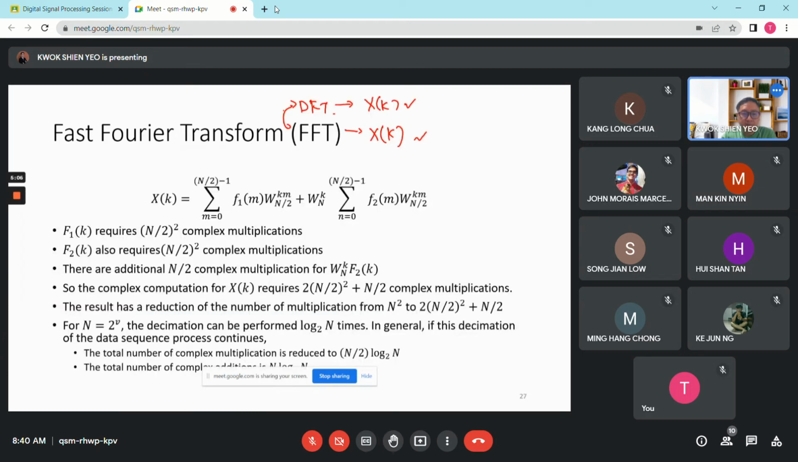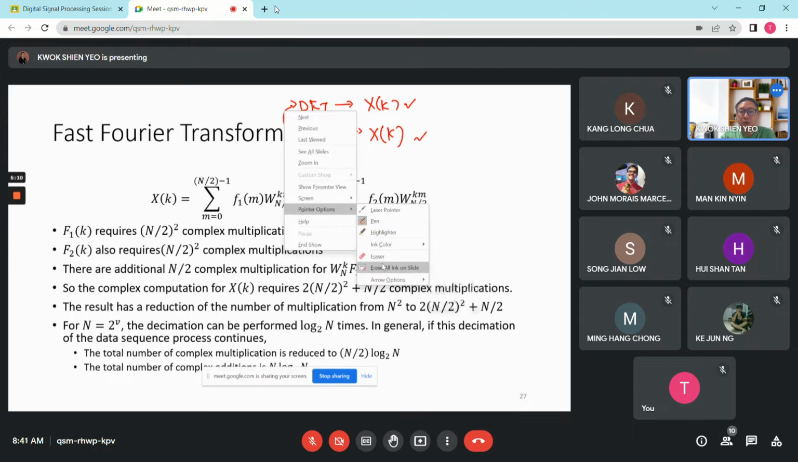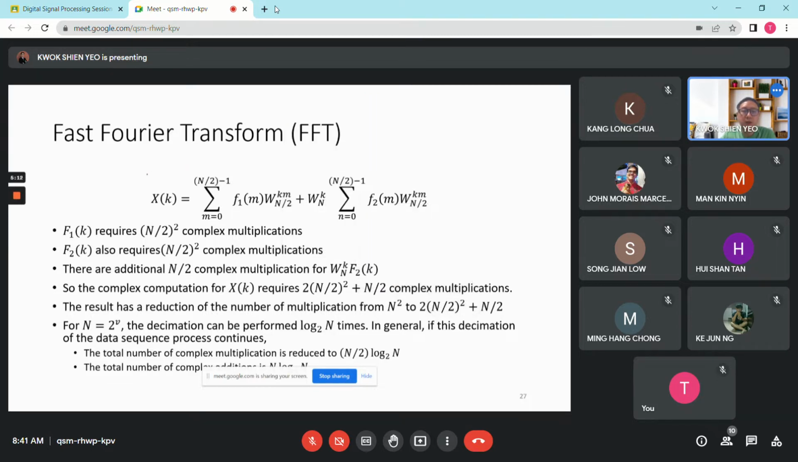So what is so great about being able to decompose the N-point DFT into two parts of smaller size DFTs? That's the question. And then there's a multiplication some more. So let's look at the calculations here.